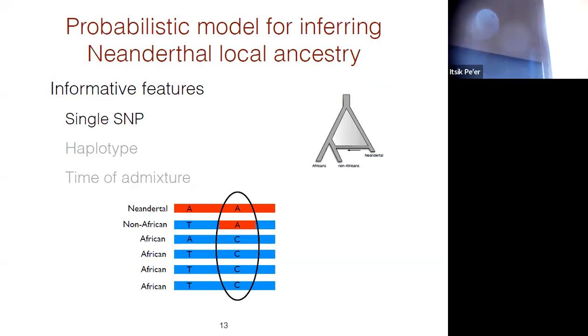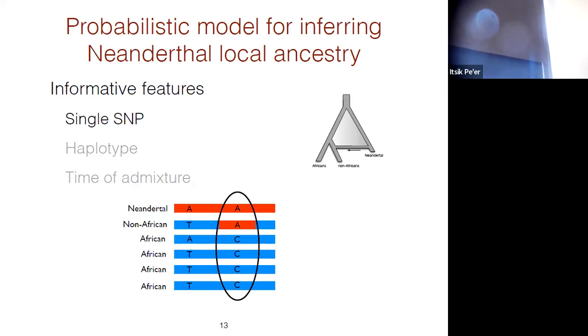genome, that is also present in a non-African genome. And this allele is missing in all the Africans. So seeing this pattern of genetic variation makes it more likely that this segment in the non-African population is Neanderthal.